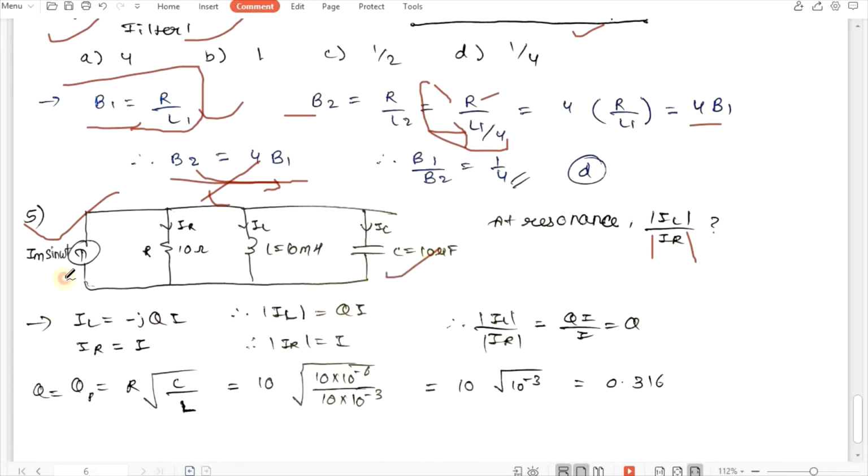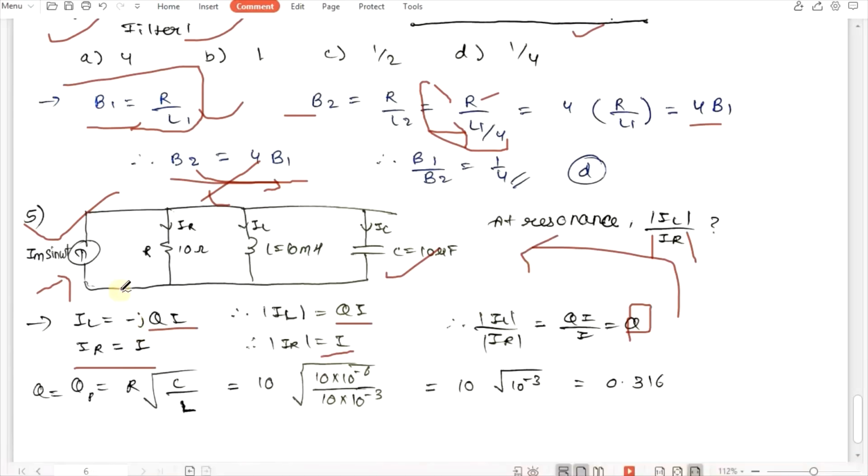If you see this circuit carefully, this is a standard parallel RLC network and you have to get this ratio. As we have seen in the basic concept, IL is minus jQI. If we take the magnitude, it will be QI. Now let's find the magnitude for IR. At resonance, IR is I, so mod of IR will be I itself. So if we take the ratio, mod of IL by mod of IR equals QI by I, which equals Q. So basically we have to get the Q value, and this Q value will be the answer for this question.